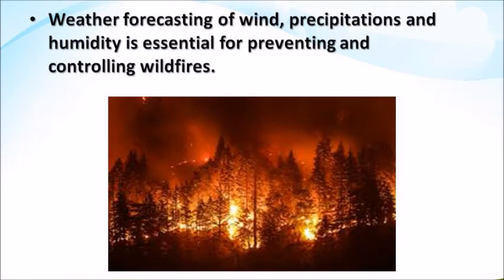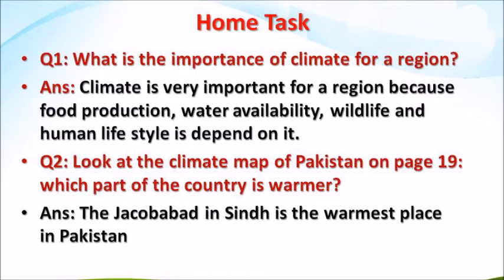Okay, students, today our home task is questions number 1, 2, 3, and 4. Question number 1: What is the importance of climate for our region? Answer: Climate is very important for our region because food production, water availability, wildlife, and human lifestyle depend on it. Question number 2: Look at the climate map of Pakistan on page 19. Which part of the country is warmer? Answer: Jacobabad in Sindh is the warmest place in Pakistan.